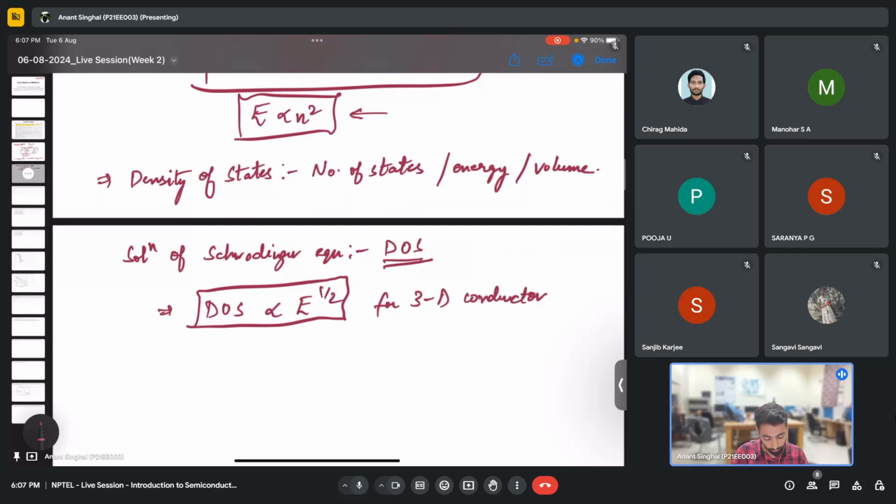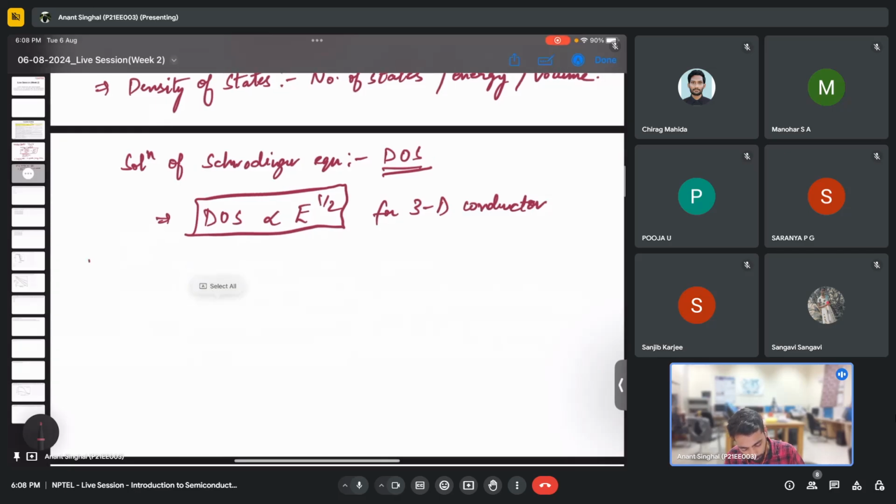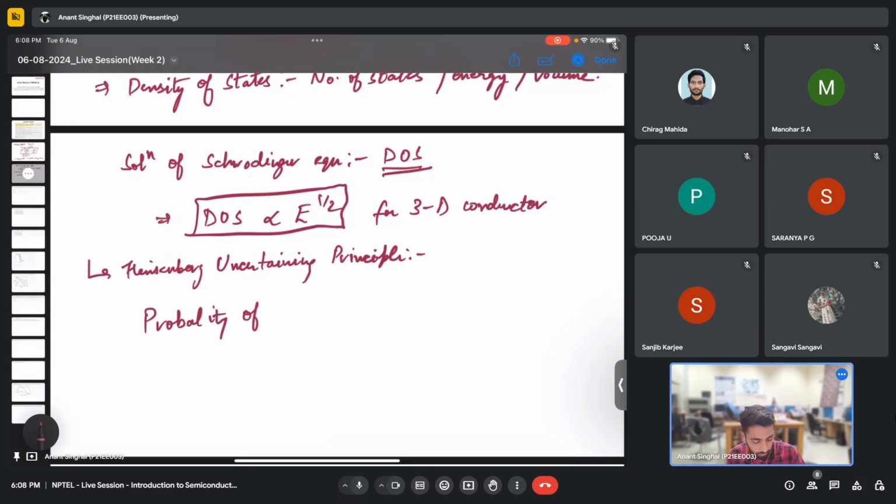Once we have the density of states, we also read about the Heisenberg uncertainty principle in the first week, which gave us the idea that we don't know the certainty of position and momentum altogether. That is why in semiconductor physics we calculate the probability of an electron, because we don't know the exact value of whether there is any electron present at a particular region or not. So we calculate the probability of the electron, which is defined by a function known as the Fermi-Dirac distribution function.